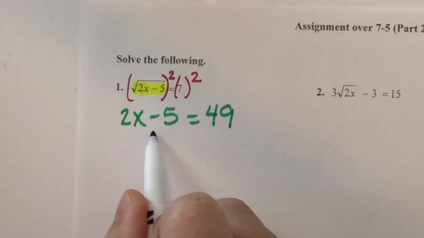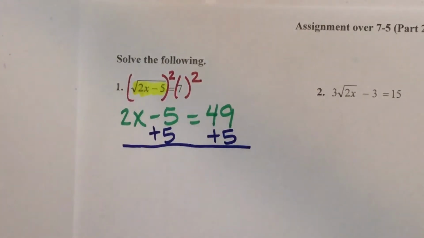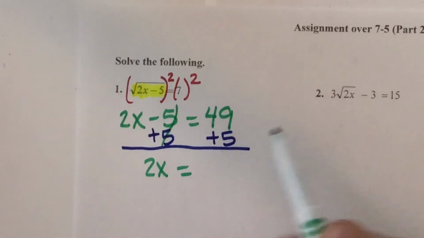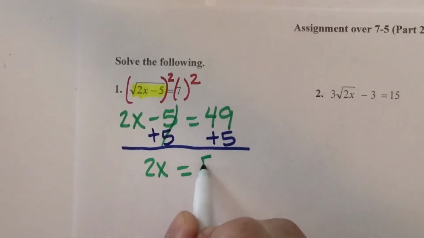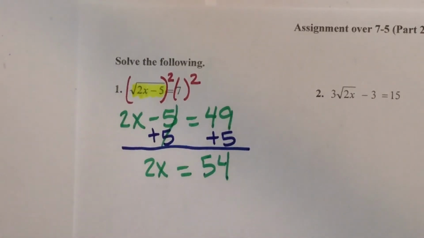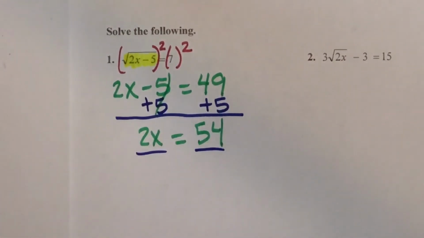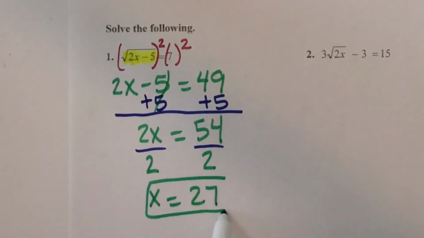So first I get rid of subtraction of 5 by adding 5. The 2x comes down, the equals comes down. 49 plus 5, what's that? 54. And then how do I get rid of the 2? I divide. So I'm going to divide both sides by 2, and 54 divided by 2 makes 27. And it's done. Not bad, huh?